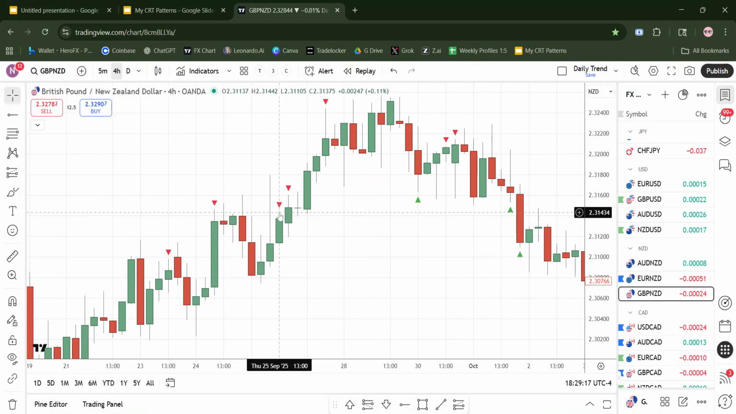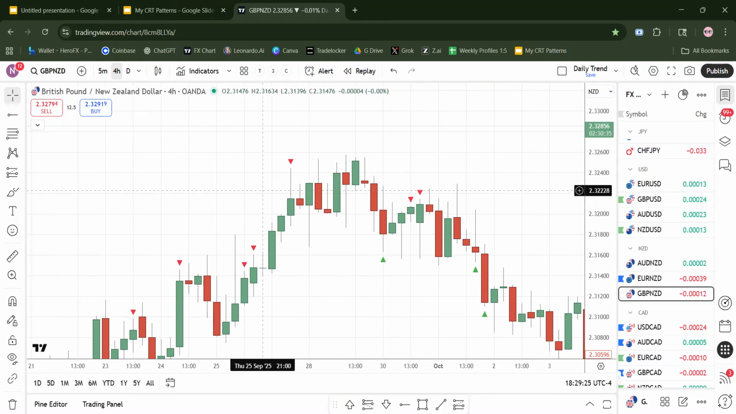So, yeah, this gave you an arrow. But because of these small bodies, I'm not trading that range.